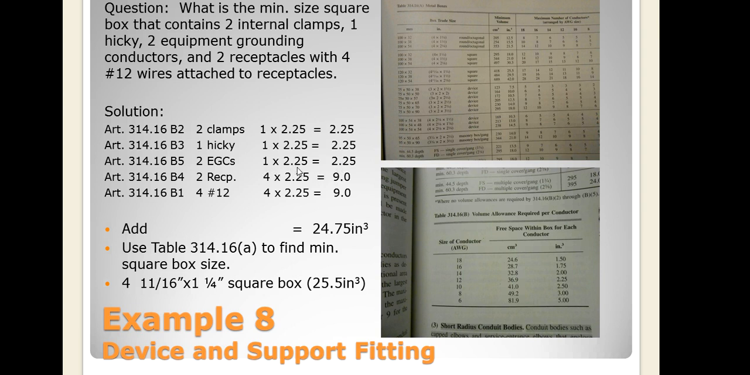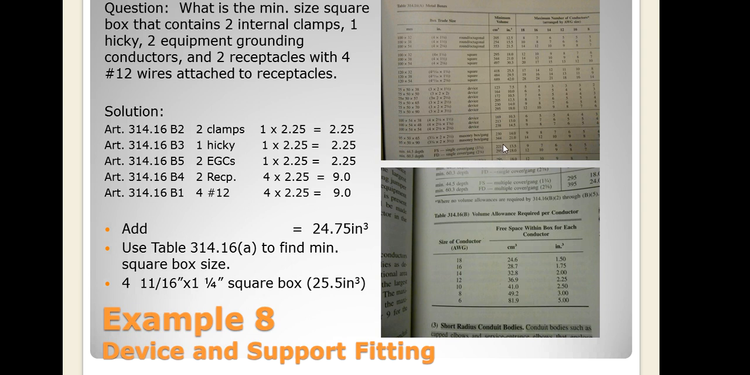EGCs only get 1 count. Doesn't matter how many there are. They get 1 count based on the largest EGC in the box, which is number 12. And then the 2 receptacles get a double volume allowance each based on their largest conductor connected to them. And the 4 number 12s get 2.25. You make that calculation, you add them up, and you find that you have 24 3/4 cubic inches that you must have for your box.